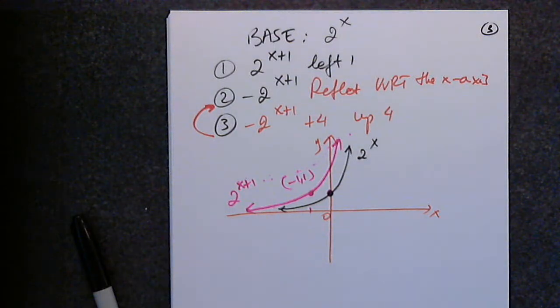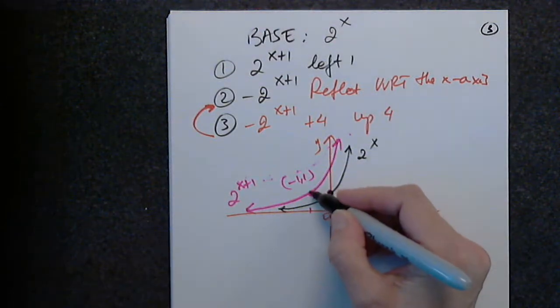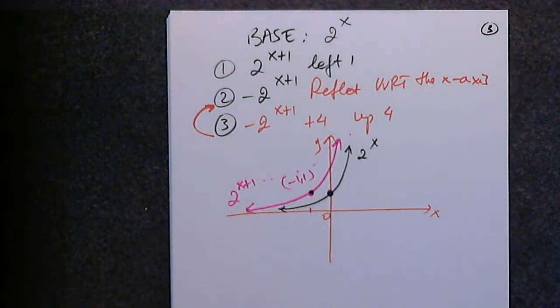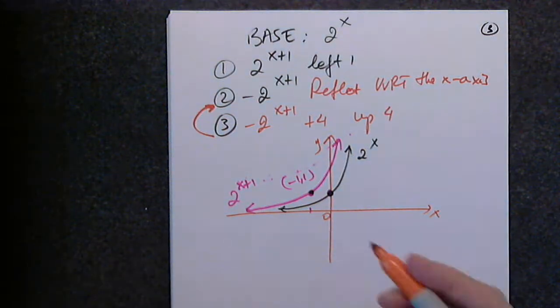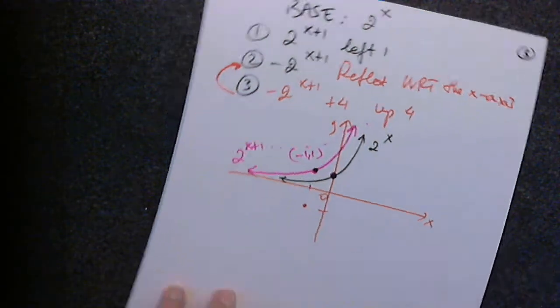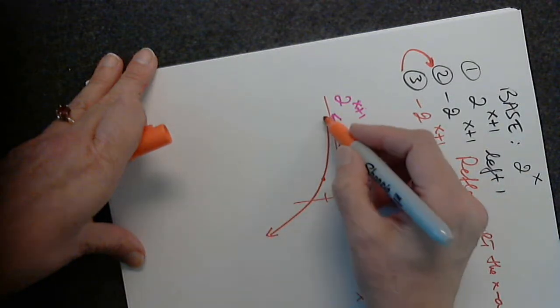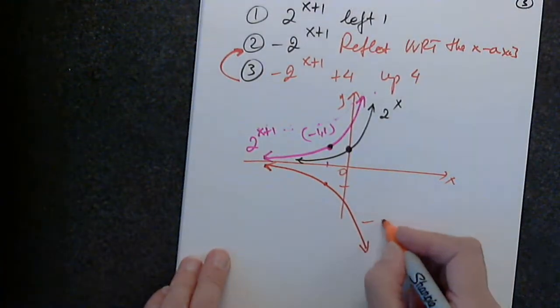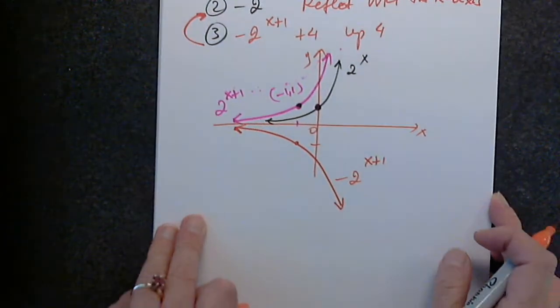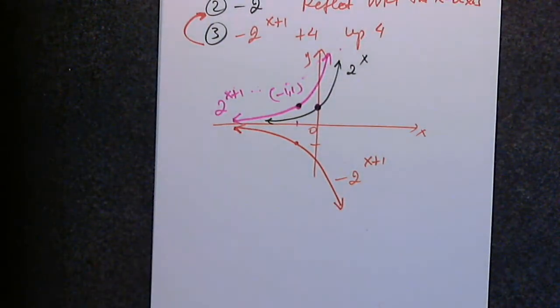Then you told me to reflect the graph of 2 to x plus 1. I need this point again. Where does it go? I'm reflecting this point with respect to the x-axis. Where does it go? Excellent. Well done. So this is my graph of -2 to x plus 1. Great job. Now finally, what am I doing to the orange graph?